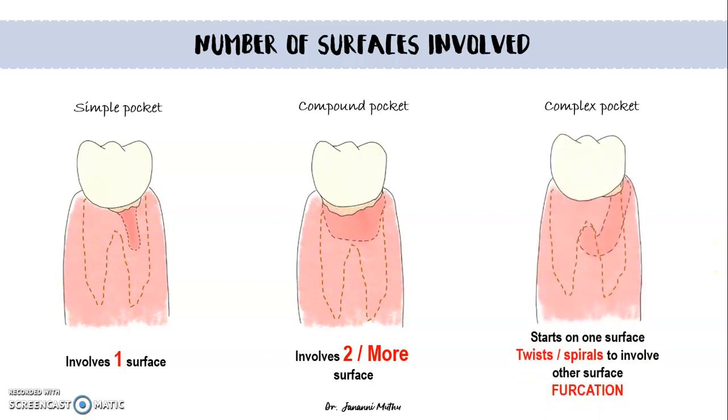Finally, pockets can also be spiraling, that is originating on one tooth surface and twisting around the tooth to involve one or more additional surfaces. In this example, the pocket starts at the proximal surface, turns to the buccal surface, and spirals into the furcation. Such pockets are called complex pockets, and they are commonly seen in the furcation area.